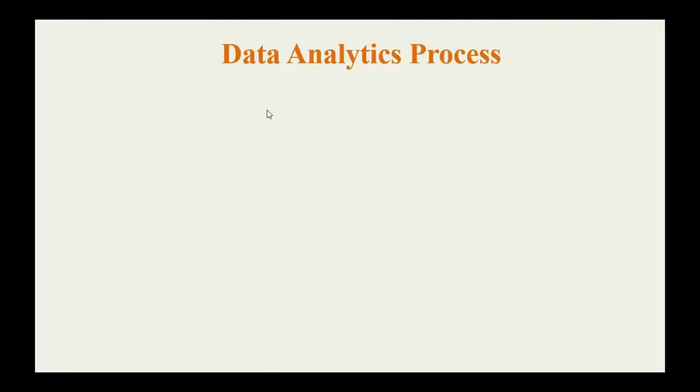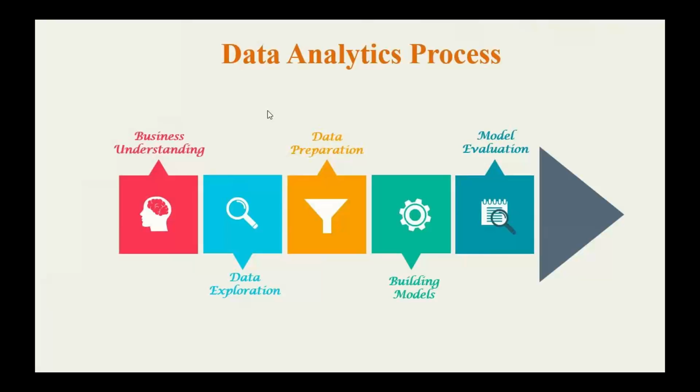Let's discuss how the data analytics process works. In the data analytics process, the first step is to understand the business problem. The second step is data exploration, where we identify the characteristics by visualizing the data. Third, the data preparation part, where we clean the data, impute the missing values, and do EDA. Then the fourth is building the machine learning models, and the last one is the model evaluation part. This is how the data analytics process works.